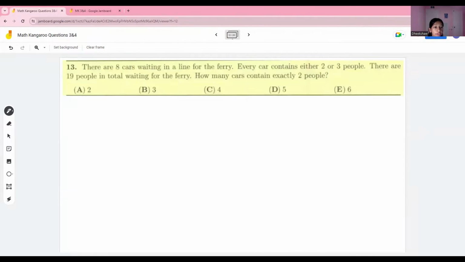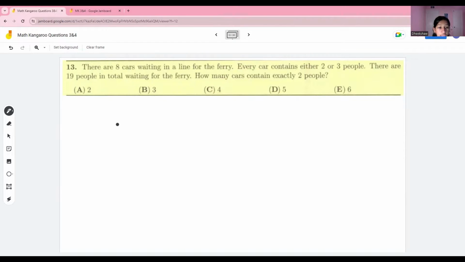Moving on. There are 8 cars waiting in a line for the ferry. Every car contains either 2 or 3 people. There are 19 people in total waiting for the ferry. How many cars contain exactly 2 people? Okay, this problem we can solve algebraically. Let's set up 2 equations.